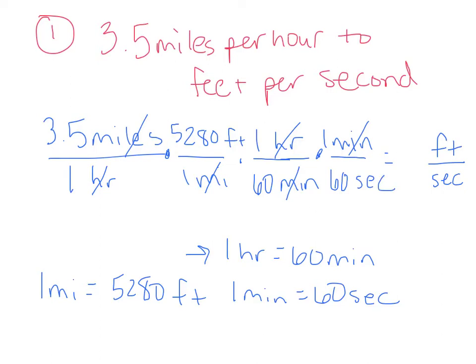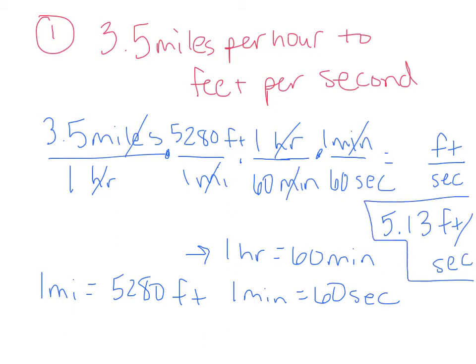Then you just go through with your calculator, and you multiply everything on top, and you divide everything on the bottom. So we're going to take 3.5 times 5,280 times 1 times 1, and then divide by 1, divide by 1, divide by 60, divide by 60. When you put that in your calculator, you would end up with 5.13 feet per second.